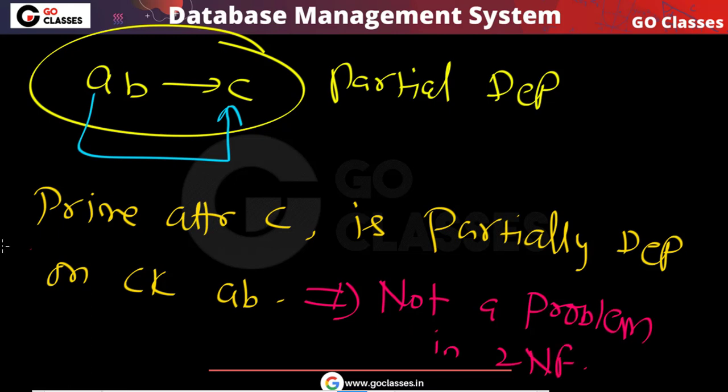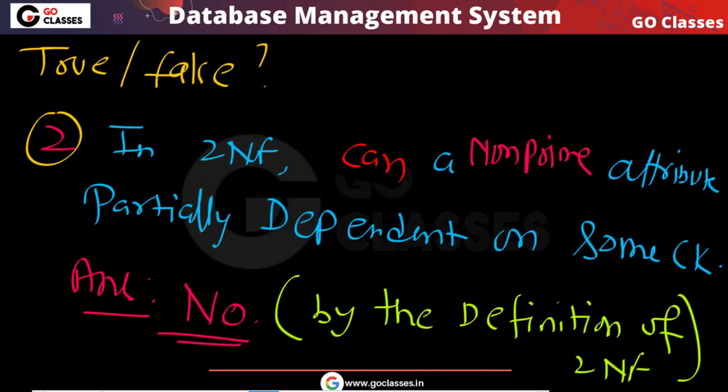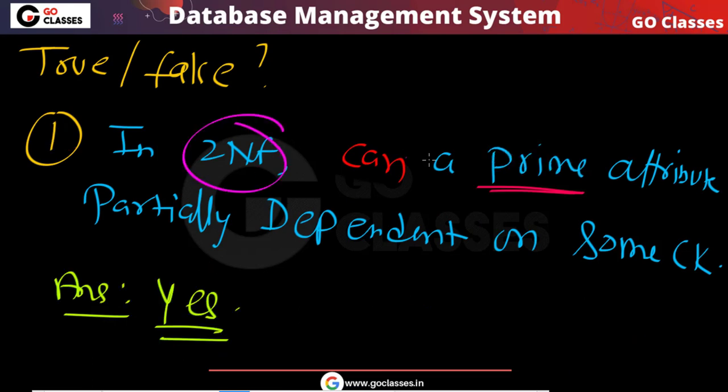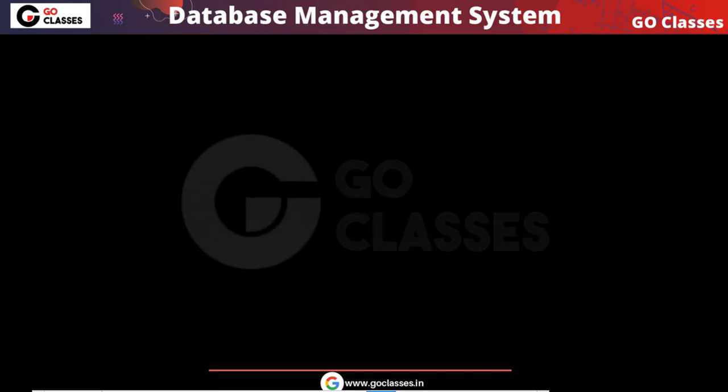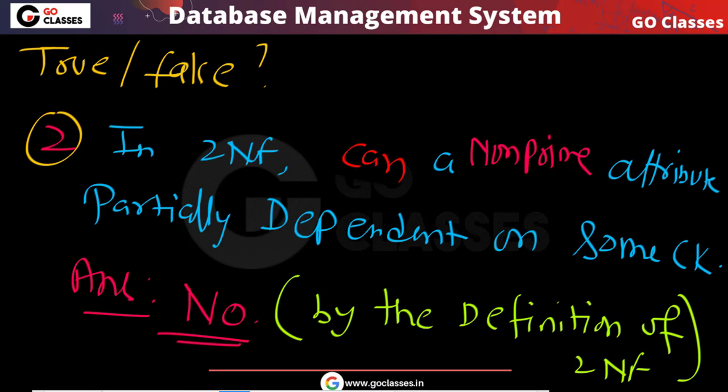In 2NF, we don't care about prime attributes. A prime attribute can be partially dependent, and we don't have any problem. But a non-prime attribute must be fully dependent on every candidate key. Okay, so that is our first true false, and the second.